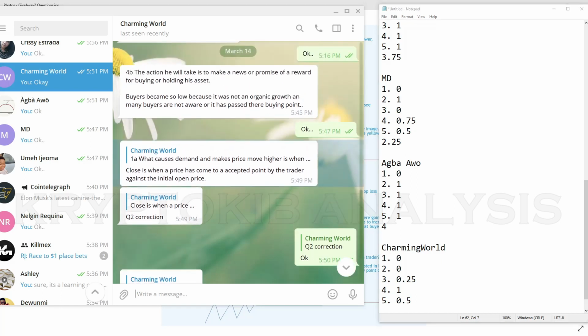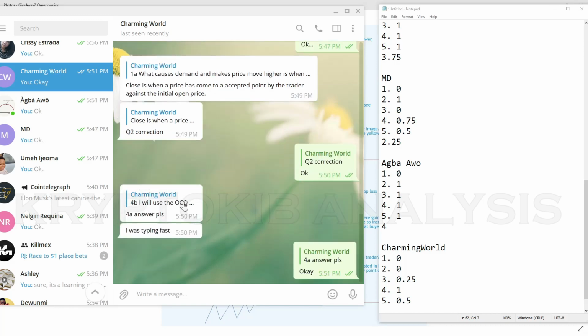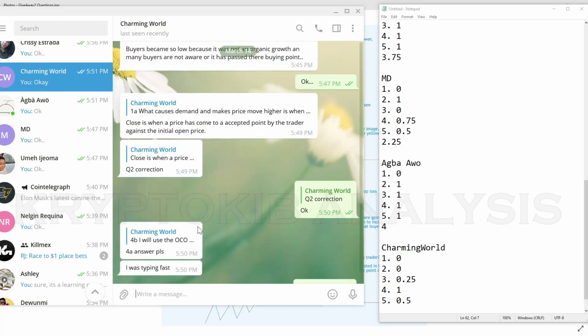Wait, I'm coming. I think there is a correction to question 2. Close is when price has come to an accepted point by the trader. Okay, I'll come back to this question too. Okay, 4A, answer please. Oh, okay, she even corrected it. 4A, answer please. I was typing fast, okay.